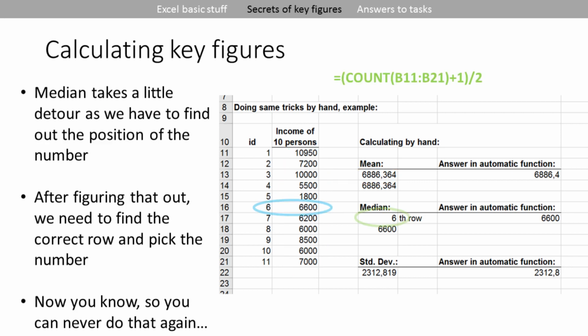So for the median, it takes a little bit of a detour and you have to find the position of the number. After figuring that out, we need to find the place in the correct row and the place of the number, and you use the formula that we have seen before, basically. And now you know that again, so you don't have to do it ever again. If you know the basic premise, you can utilize this for any equation, any calculation, whatever you want to do.